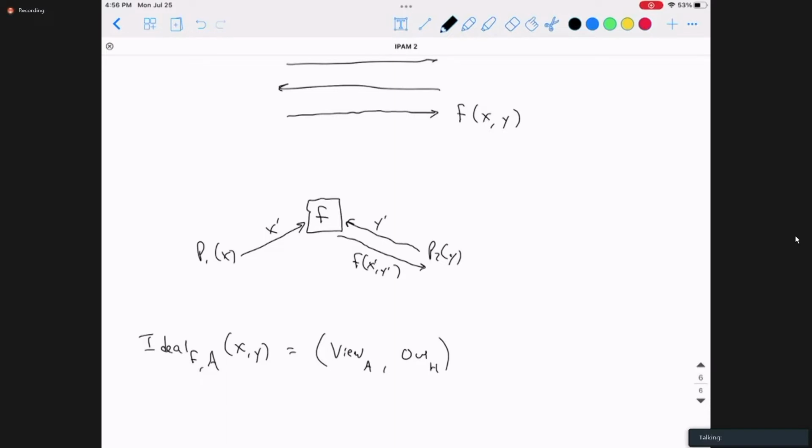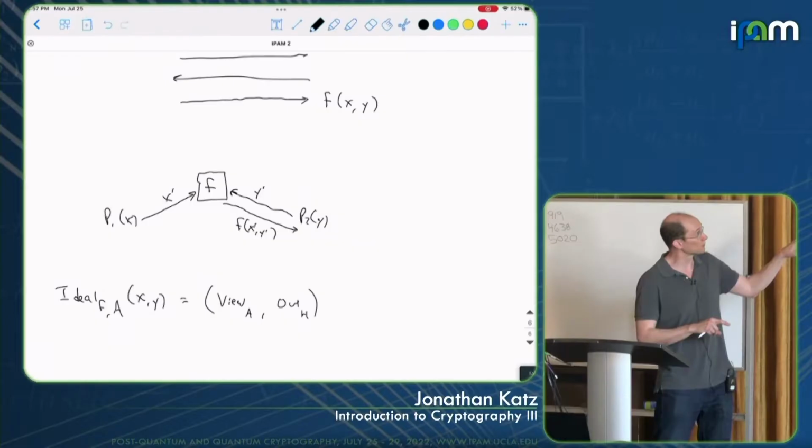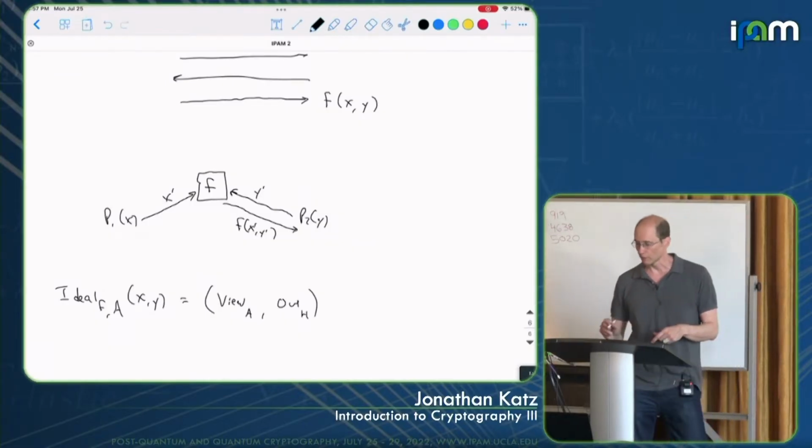And then the view in this case of the corrupted party, which in this example was P1, is really nothing, because it didn't receive anything from the functionality. If the corrupted party were P2, then its view would consist of the output that it received also from the trusted functionality. I guess, more generally, you might have different outputs going to the two different parties. Here, I'm just considering a special case where only one party receives output.